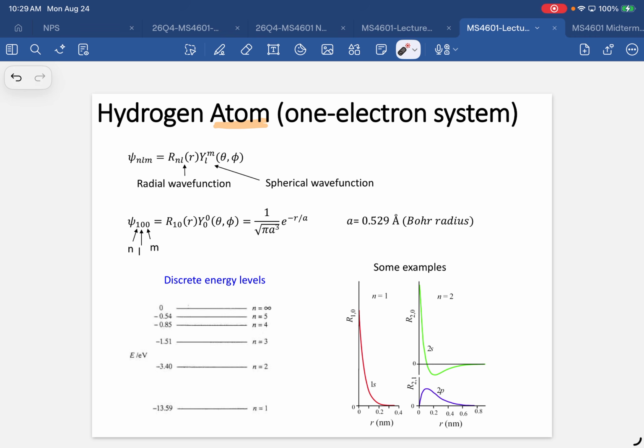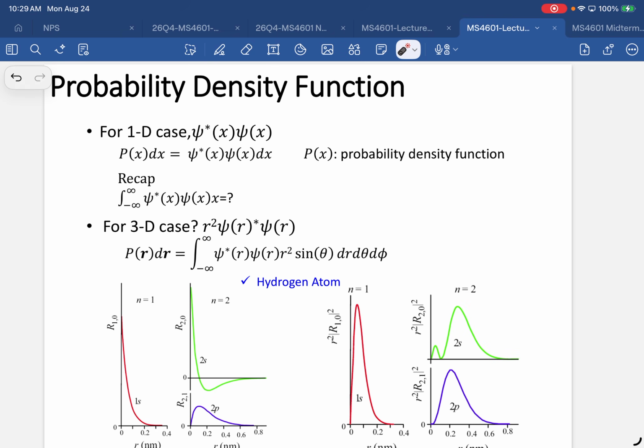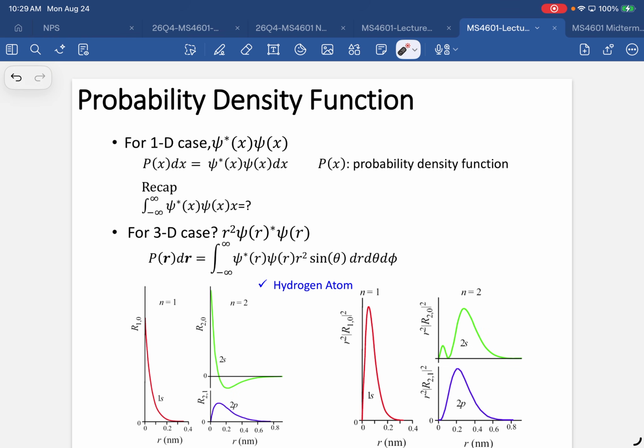As we just discussed, for hydrogen we have discrete energy levels: minus 13.6 eV and then 0 eV here. And these are some examples of radial wave functions: this corresponds to 1s, and this corresponds to 2s and 2p. With that, we can consider the probability density function. You all know that now. This is the probability of finding the matter at x, and when we integrate the probability density function, it must be 1. This is called normalization.